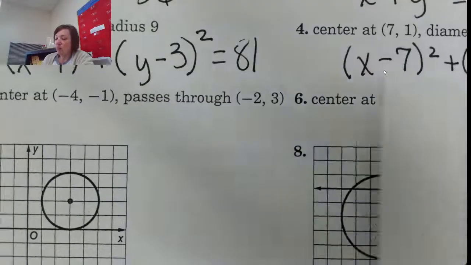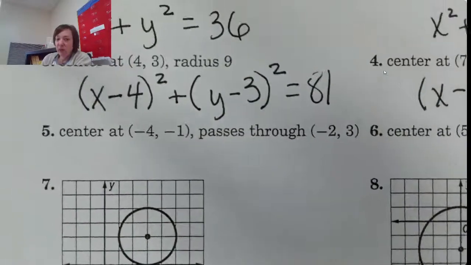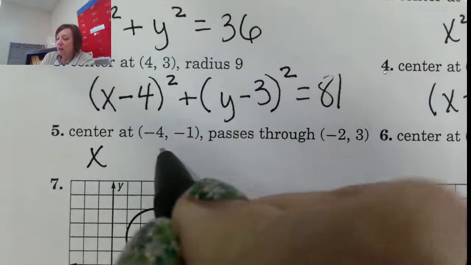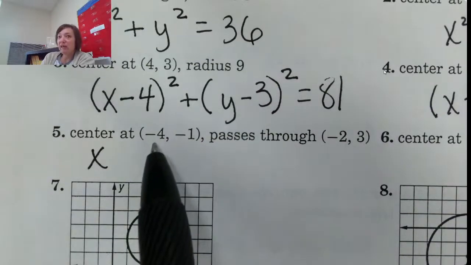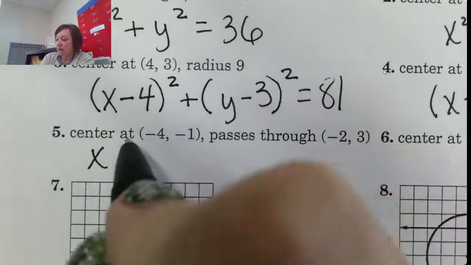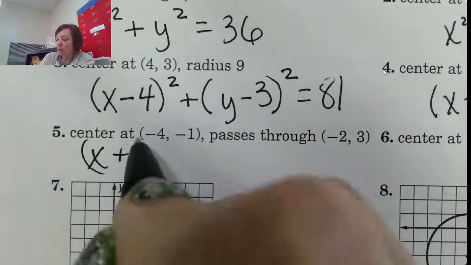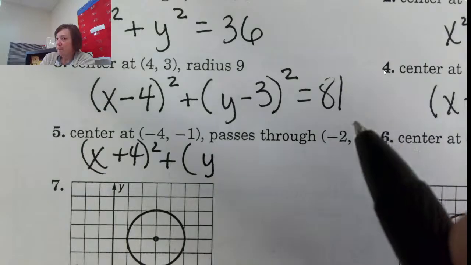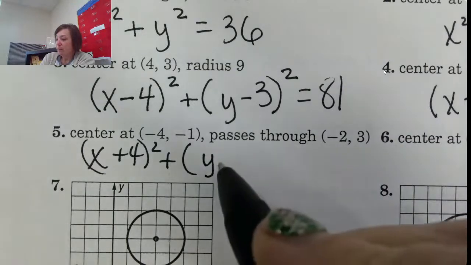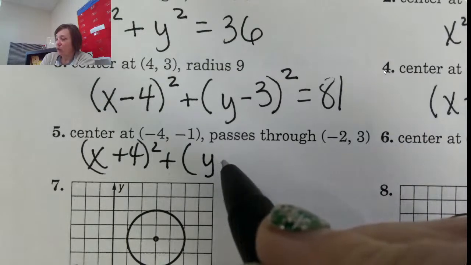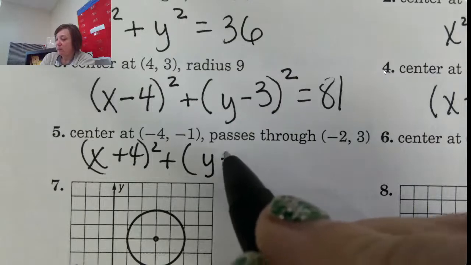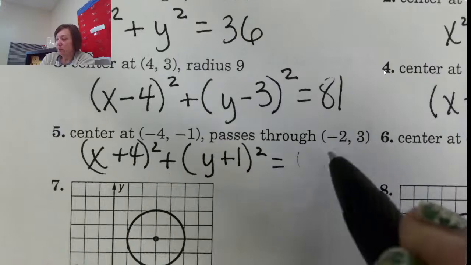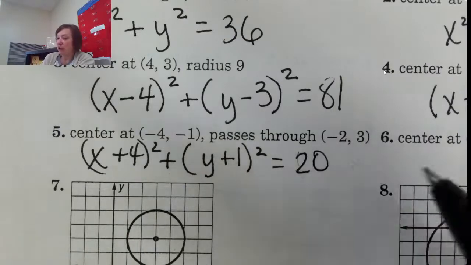Okay, so back to number 5. So we've got x minus -4, but what do we write? Plus 4 squared plus y minus -1 is plus 1. And then what do we put over here? 20. Because that's our radius squared.